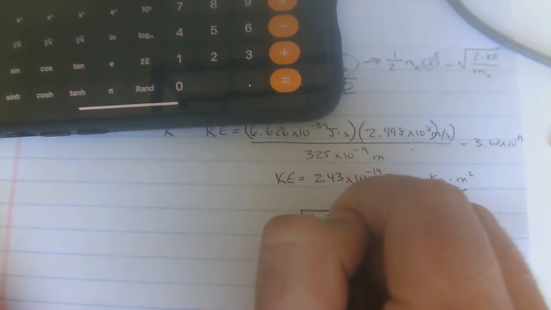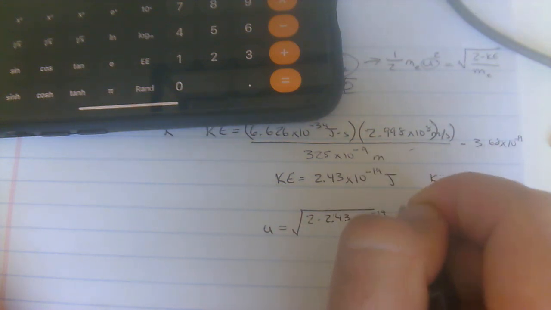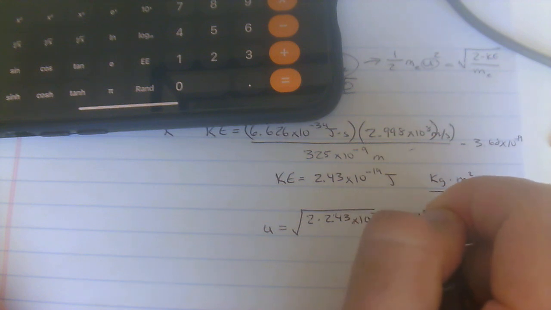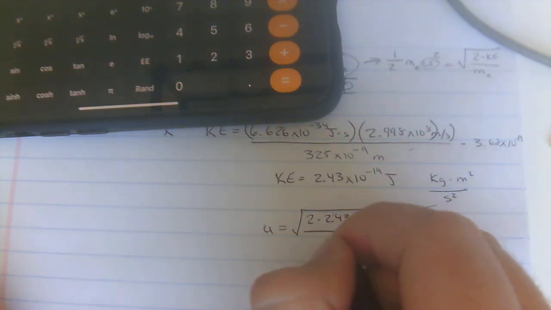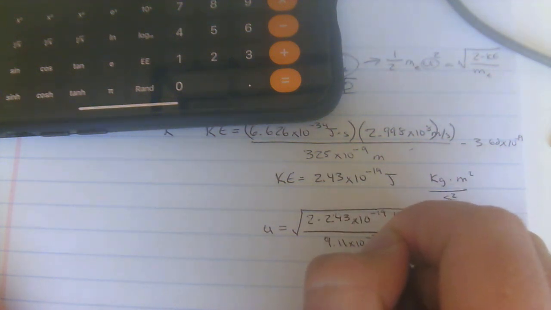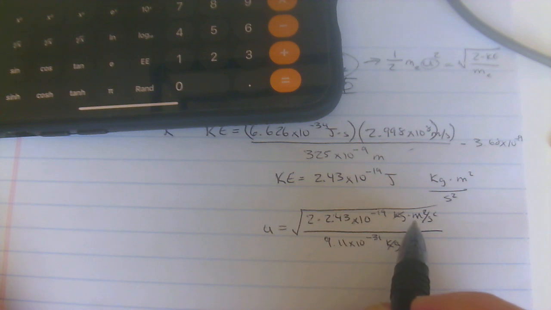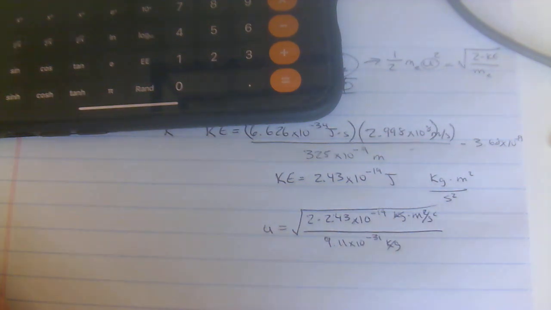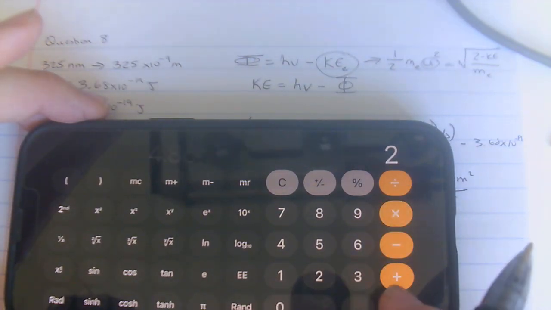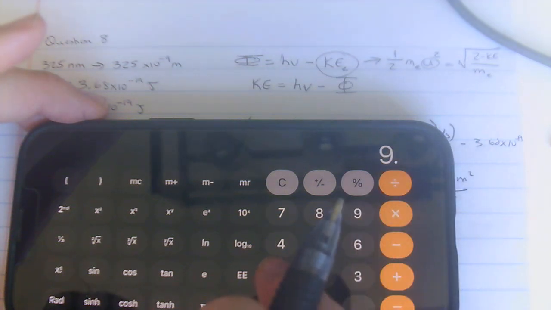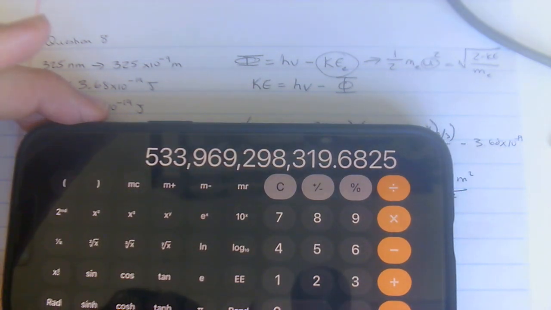So I'm going to do 2 times 2.43 times 10 to the negative 19 kilograms meters squared over seconds squared, divided by the mass of my electron, which is 9.11 times 10 to the negative 31 kilograms. So kilograms is going to cancel out. Once I take the square root, that's going to make this meters squared per second squared just turn into meters per second. But all I'm going to do is take the number I got, my kinetic energy, multiply that by 2, divide that by the mass of my electron. So you got 5. That's a really big number. Just take your square root.